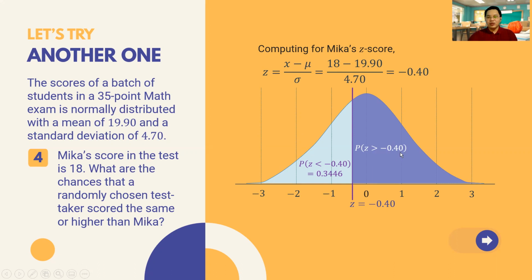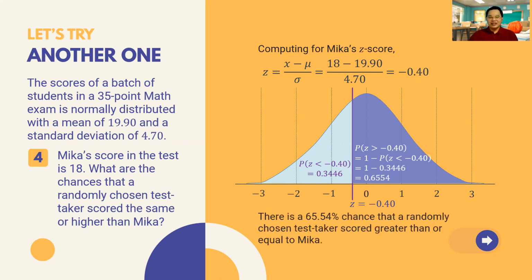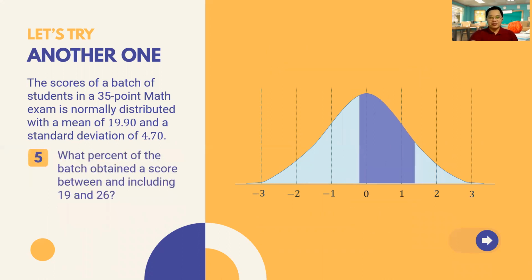It's greater than or equal to negative 0.40. And that's equal to 1 minus the probability that z is less than negative 0.40. And finally, the answer is 0.6554. So interpreting this answer, we can now say that there is a 65.54% chance that a randomly chosen test taker scored greater than or equal to Mika.